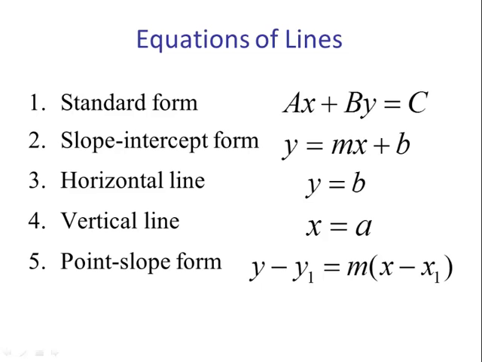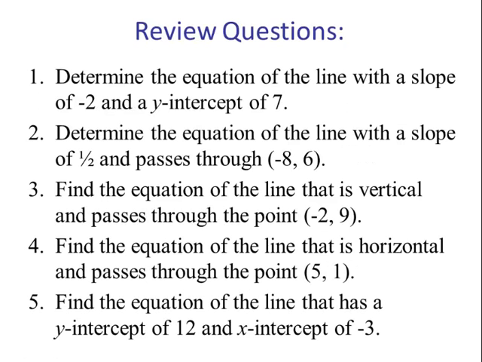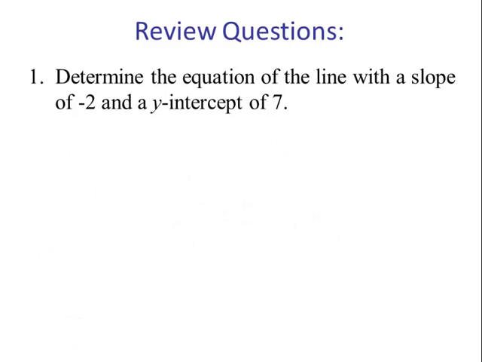So let's do some review problems. So we have 5 problems here involving lines, and any of these would be good questions on a test. So let's start with number 1. Determine the equation of the line with a slope of negative 2 and a y-intercept of 7. So if we use our y equals mx plus b form, this problem is going to be very easy.